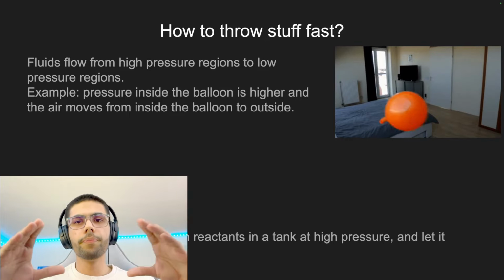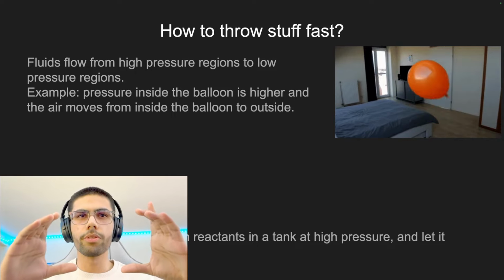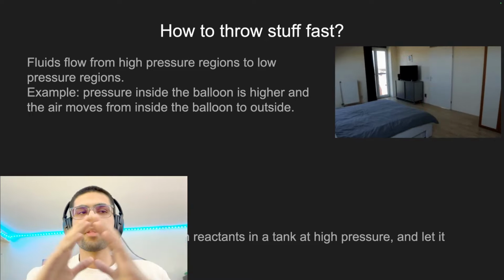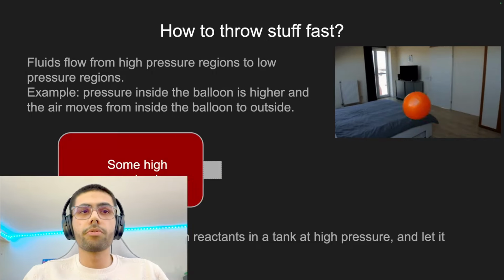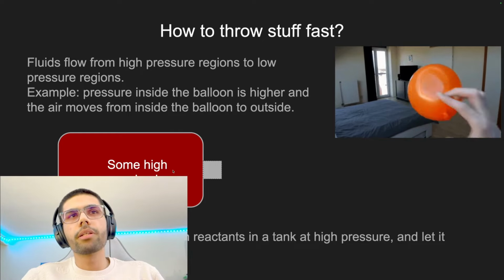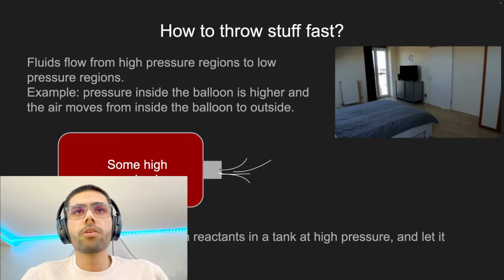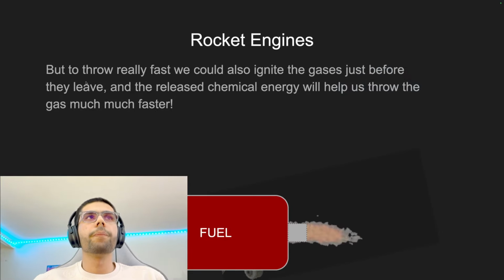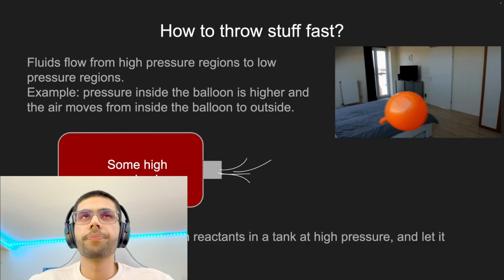Similarly, what if we fill those chemicals, those reactants that we were talking about just now, in a high pressure tank and let it flow backwards? That's going to propel our aircraft or spacecraft forward, right? So it's going to look something like this. And because this is high pressure, it's going to flow out from here and propel our aircraft forward. Now, that's fast, but that's not fast enough.